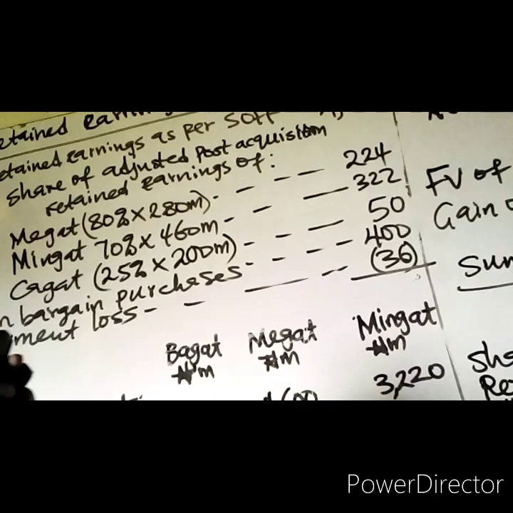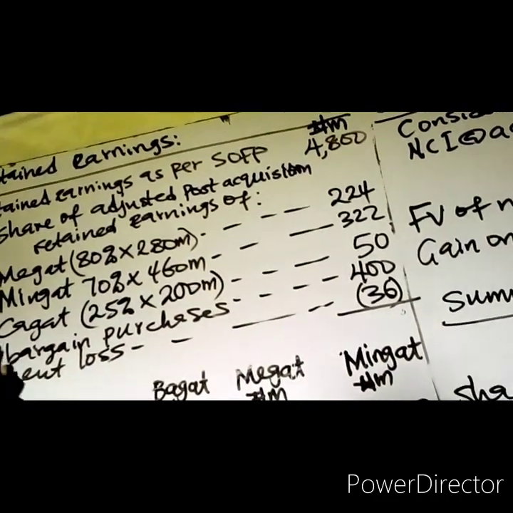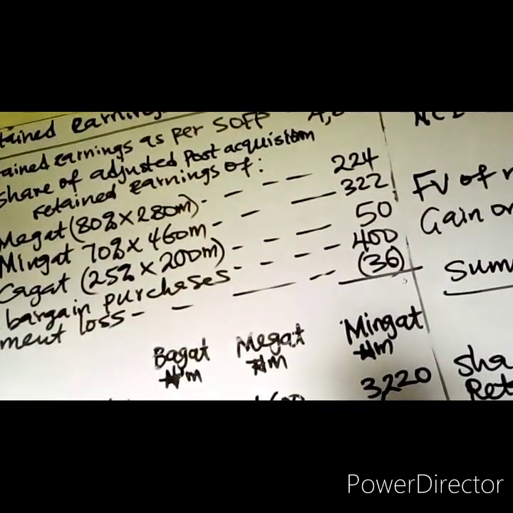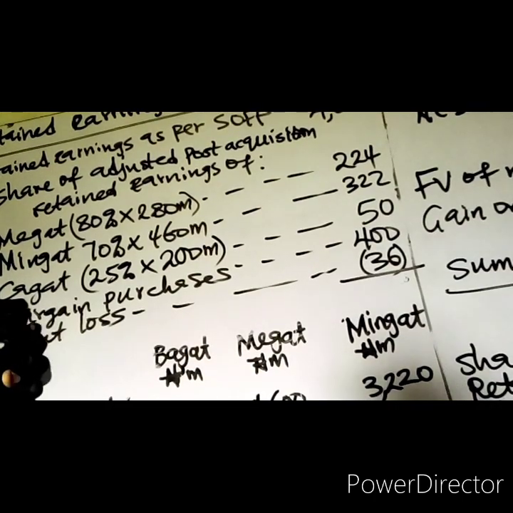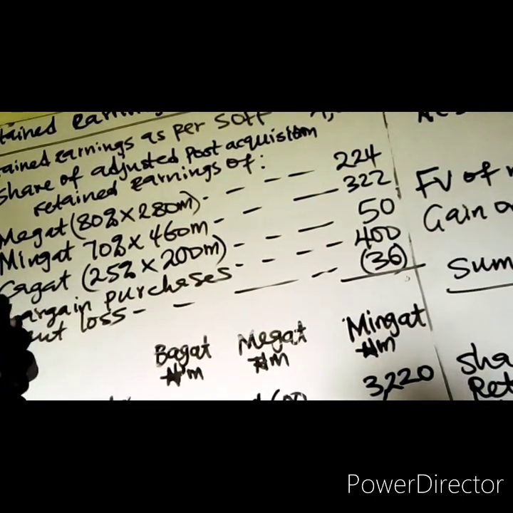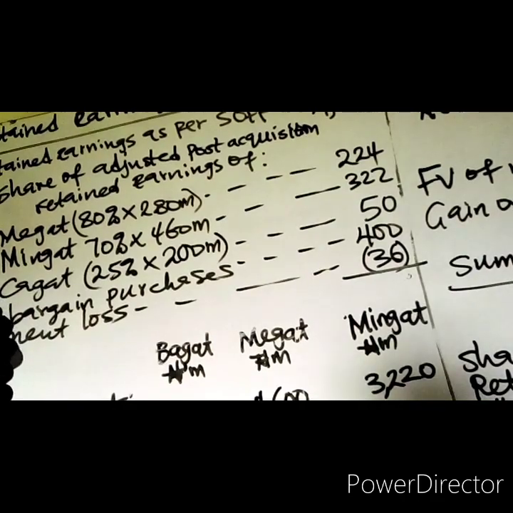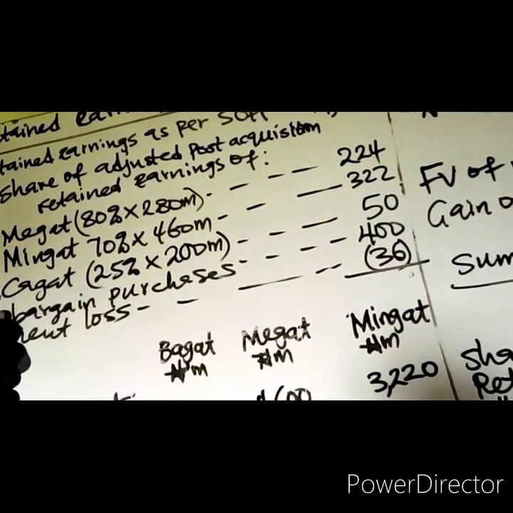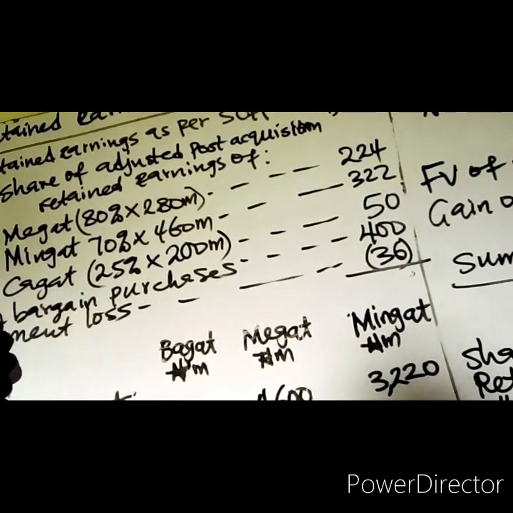So you aggregate that. We have 4,800 plus 224 plus 322 plus 50 plus 400 minus 36. We have 5,760.